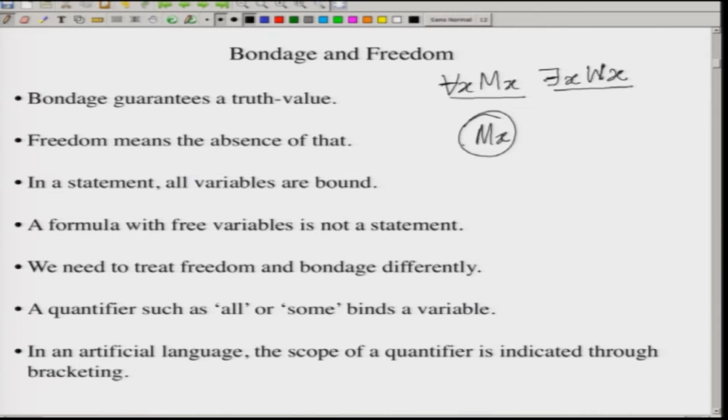In a statement, all variables are bound, definitely. That is what we are trying to say. A formula with free variables is not a statement. We are summarizing whatever we said. We need to treat freedom and bondage differently. A quantifier such as all or some binds a variable. In an artificial language, the scope of a quantifier is indicated through bracketing.